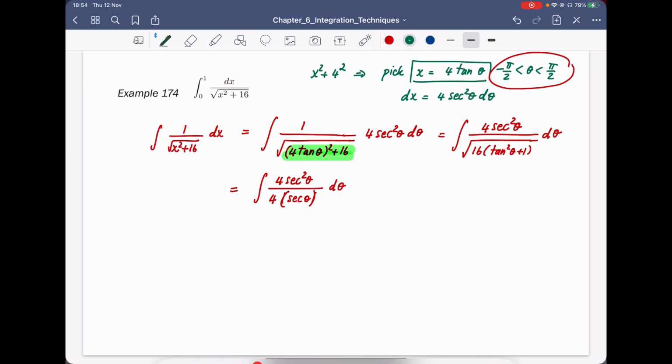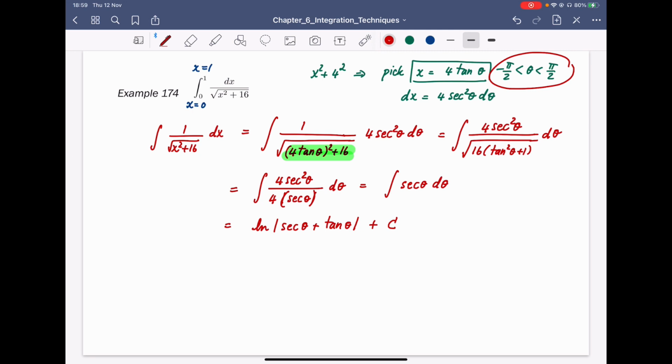And now I can cancel out one sec. So here I have the integral of just sec theta d theta. This is going to be our reduced form of the integral. So now we're going to integrate sec. We're going to have log absolute sec theta plus tan theta, plus c. All right.